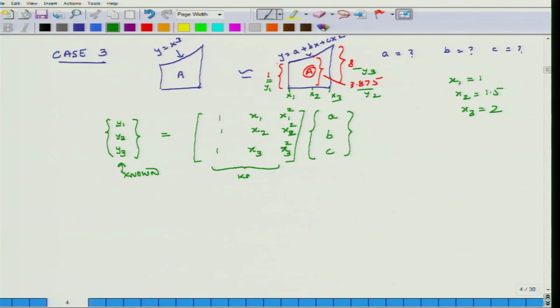So this y vector is known. This is also known and this is unknown, right. So these are three equations, three unknowns. So I can calculate A and B, and C can be calculated.